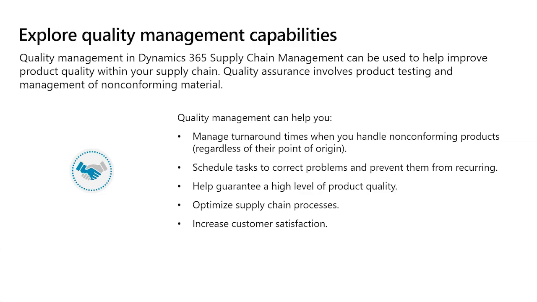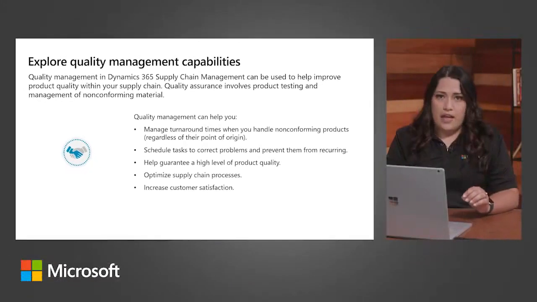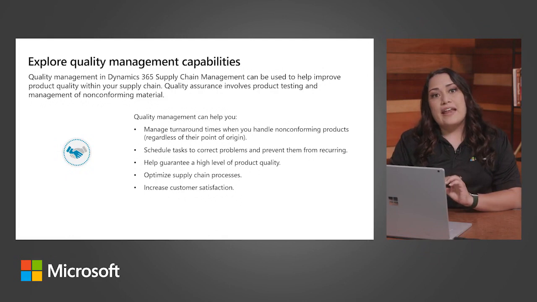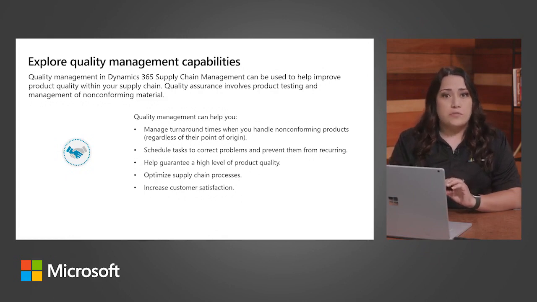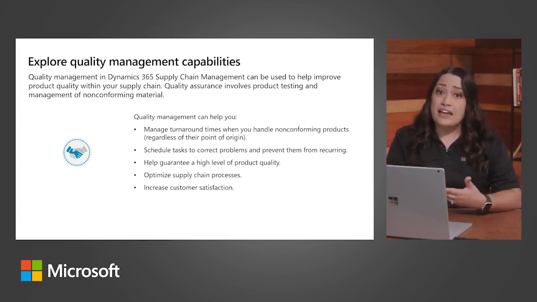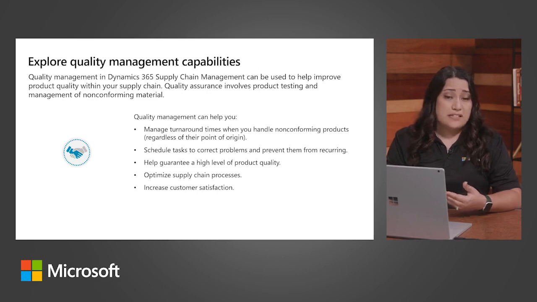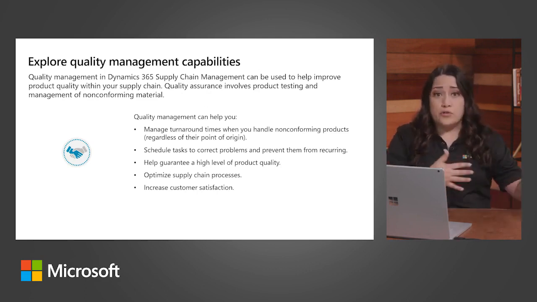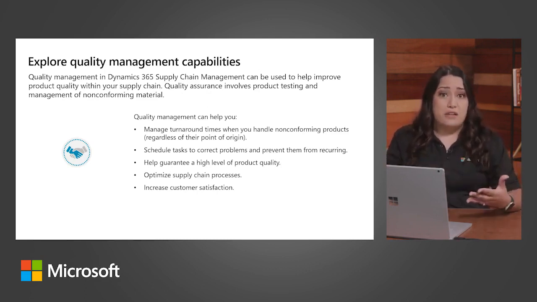Now, the quality assurance process can help guarantee a high level of product quality inside of your supply chain. And these processes can also help optimize the supply chain process and basically increase customer satisfaction. And quality management can help you manage the turnaround times when you're dealing with things like non-conforming products. Basically, no matter where those non-conformances come in.